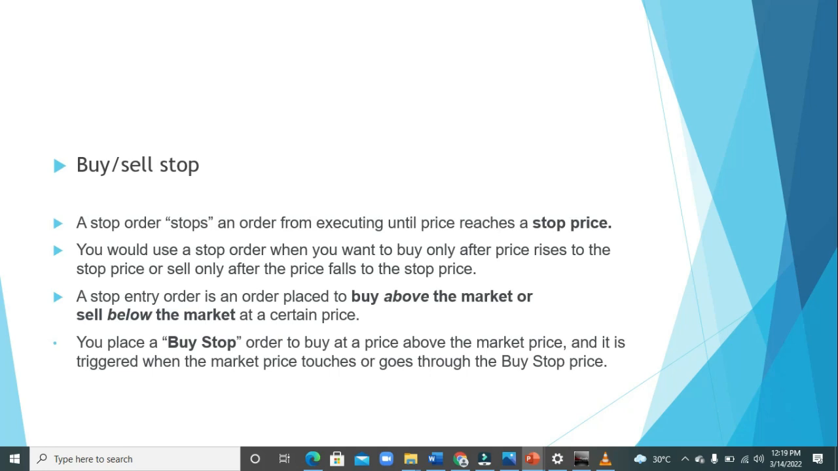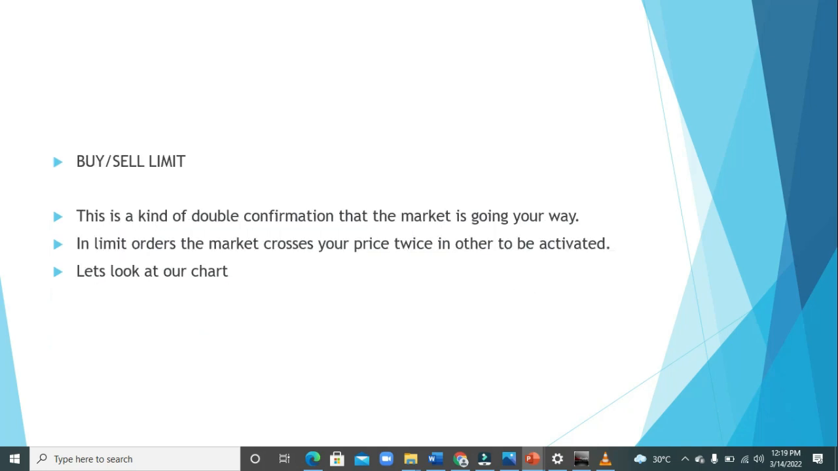So now let's look at the second phase of this order, which we refer to as the pending order. In this pending order, we are going to look at what? The buy and the sell limit. In this buy and sell limit, this is a kind of double confirmation that the market is going your way.